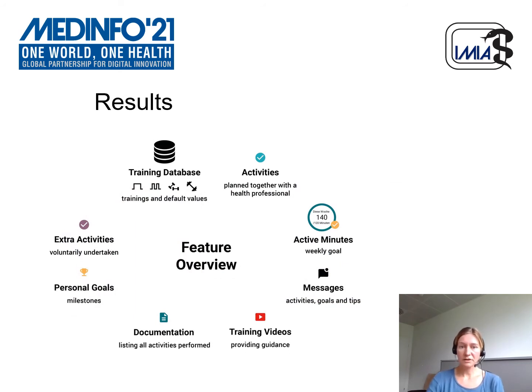Coming to the results of our activities, our activity planning tool comprises the following features. First, it has a training database which comprises different sorts of trainings, for example, endurance trainings and interval trainings. Next, we have activities. These are, for example, activities like walking, running, ergometer performances, and so on. And these activities are planned together with a health professional.